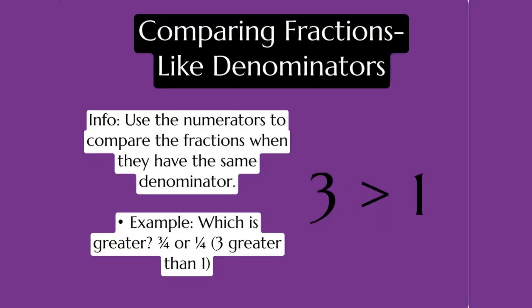To start, let's compare fractions with the same denominator. In the example, we have 3/4 and 1/4, so all we need to do is look at the numerators on their own and compare from there. The numerators that we are given are 3 and 1. Since 3 is greater than 1, 3/4 is greater than 1/4.